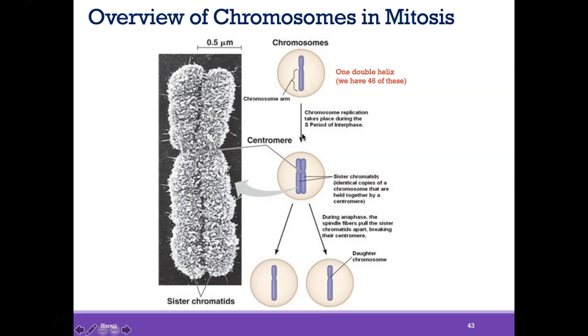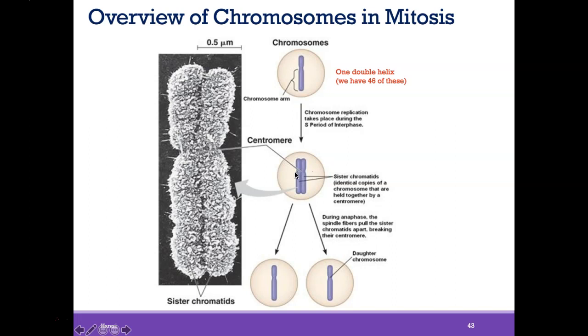Each chromosome gets replicated during interphase by DNA polymerase. Then we get these. This is still considered one chromosome, but it's duplicated. So it has 2 sister chromatids, but they're attached together at the centromeres. So sister chromatids are identical copies of a chromosome that are held together at the centromere.